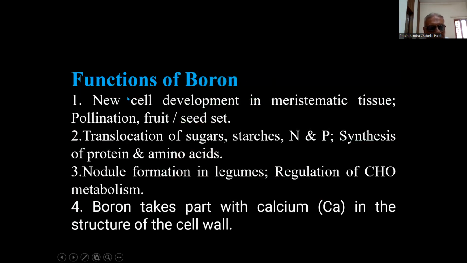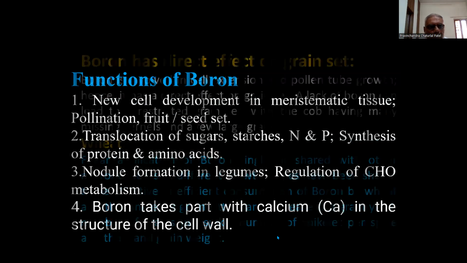Functions of boron: new cell development in meristematic tissue, pollination, fruit and seed set. So it is required for cell development. Translocation of sugars, starches, nitrogen and phosphorus, synthesis of protein and amino acids, nodule formation in legumes, regulation of carbohydrate metabolism. Boron takes part with calcium in the structure of the cell wall. So boron and calcium are also important for cell wall development.